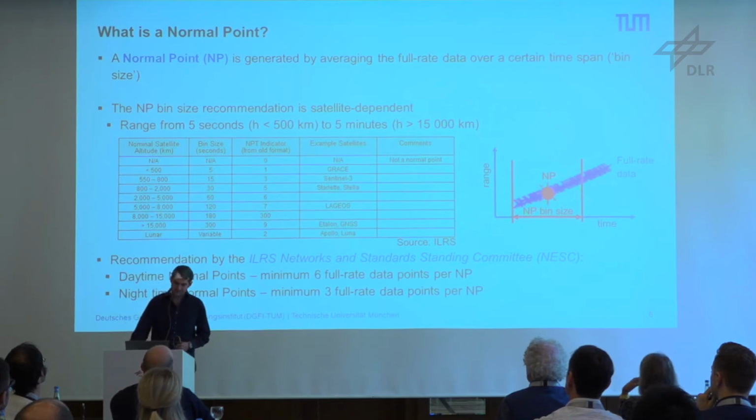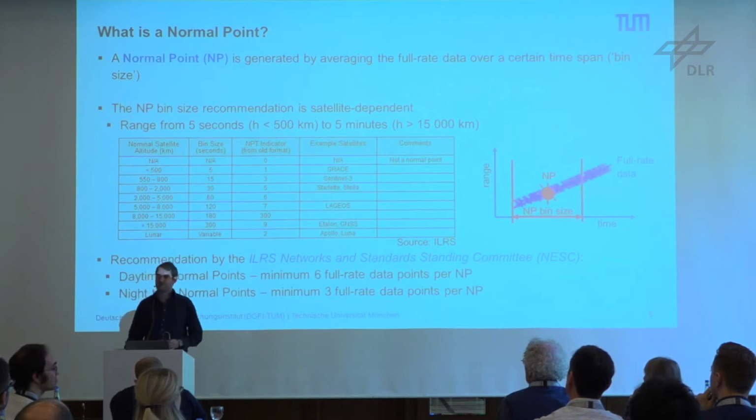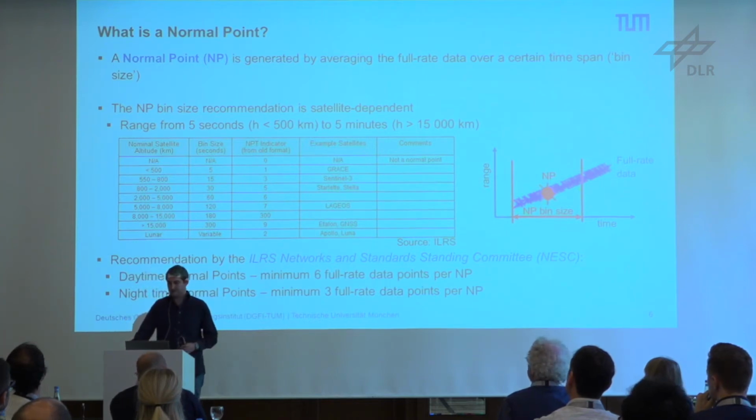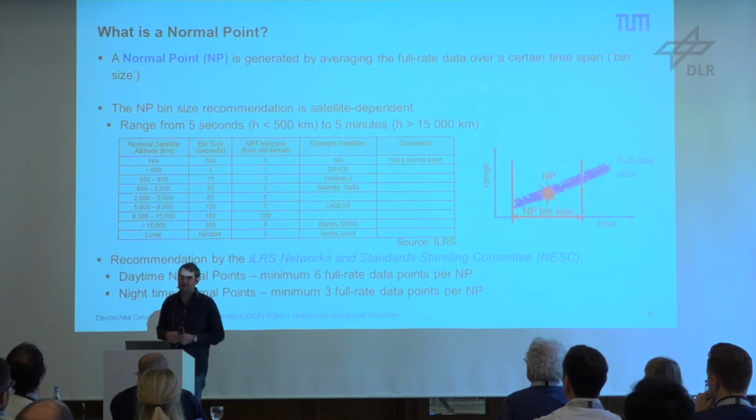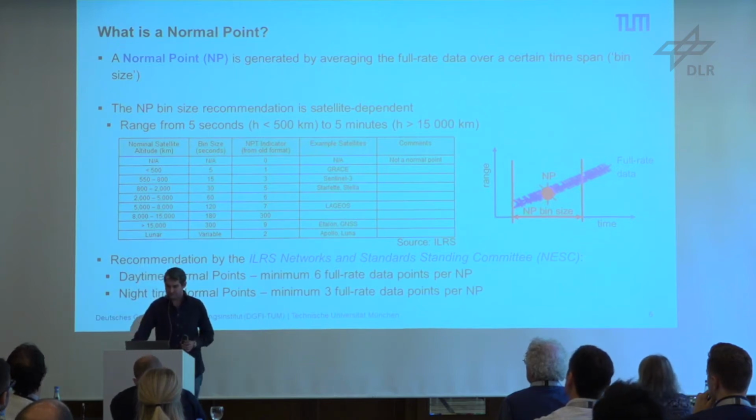Now the question is, what is a normal point? I want to give a short introduction on this. As I said, it is formed by averaging the full rate data over a certain time span, but of course we don't just take the full range that we measure and make an average. It's a little bit more sophisticated. There is a recommendation for this time span over which we average. It's the so-called bin size, and it is basically dependent on the satellite mission which has been observed, and it can range from 5 seconds for low Earth orbiters to approximately 5 minutes for very high satellites.